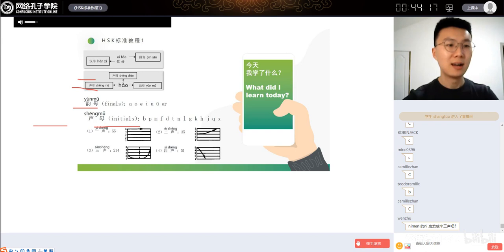They are a, o, i, u, yu. And we have learned 14 声母.